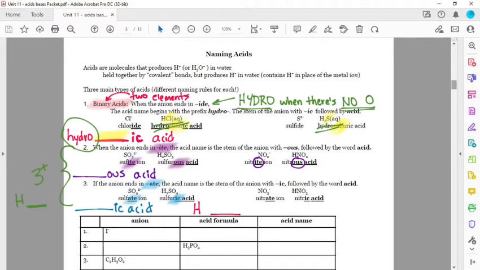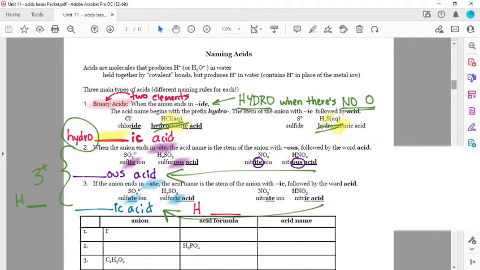And if we do have O's, we don't start with hydro, and then we still need to choose between "ic" and "us." And so this little saying that I've got here is "ic, I ate a humongous bite." And what that reminds us is that we're going to take our polyatomics that end in "ite" and make it "us," or remember, "us" comes from "ite," and then that our "ate" is turning into "ic" acids. So "ic" goes with "ate," "us" goes with "ite."